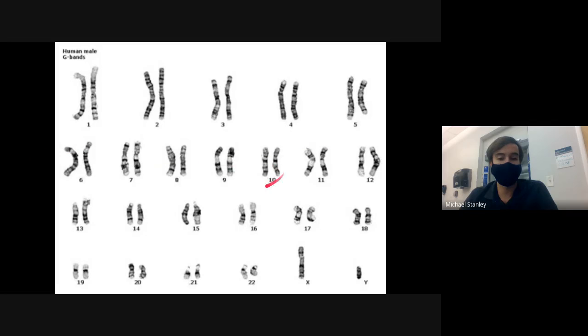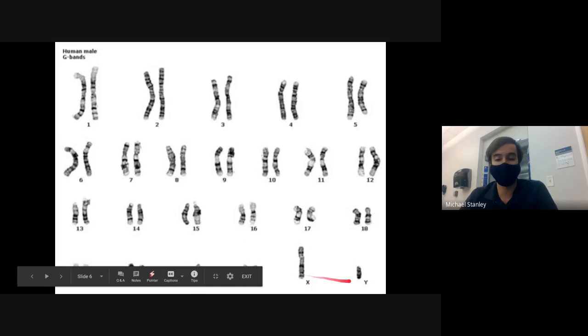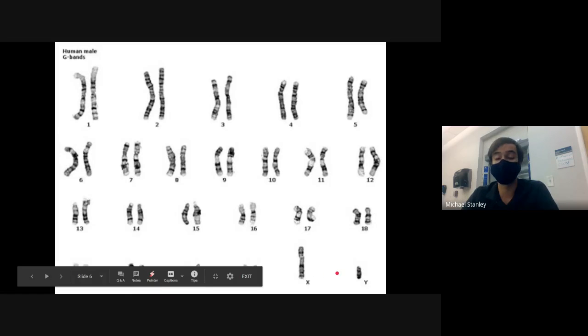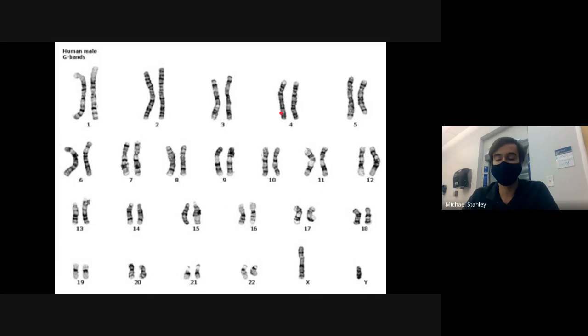And on and on, with the only differences being the sex chromosomes, where you could have an XY for a boy or an XX for a girl. But those are the only chromosomes that are potentially different. All the other ones are the same as each other.